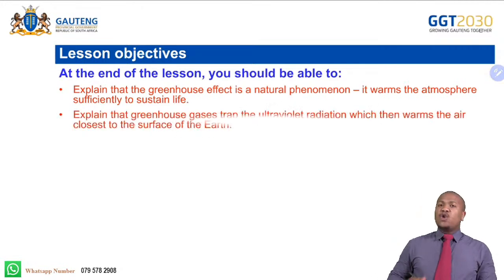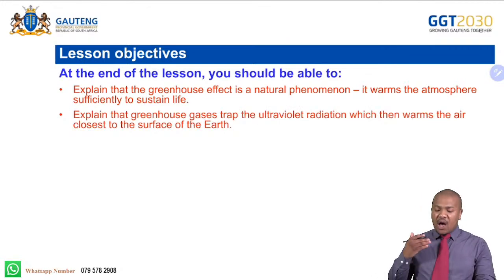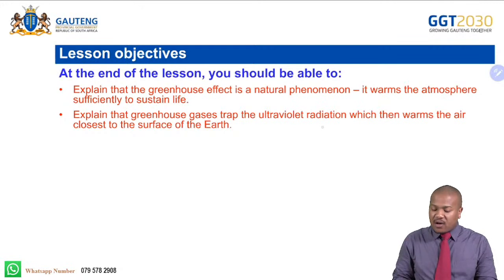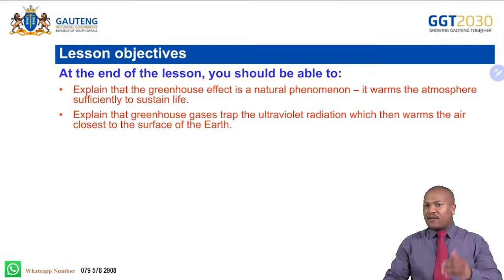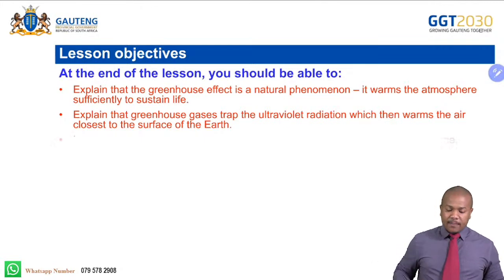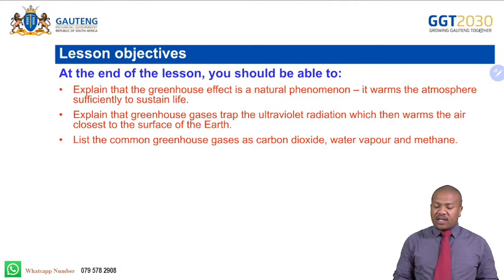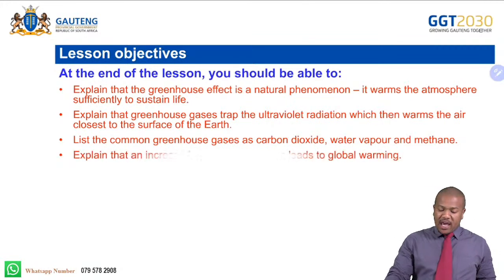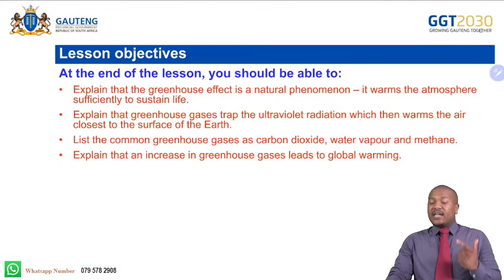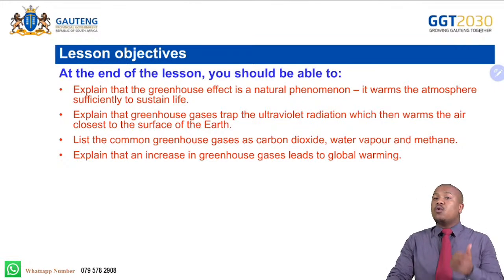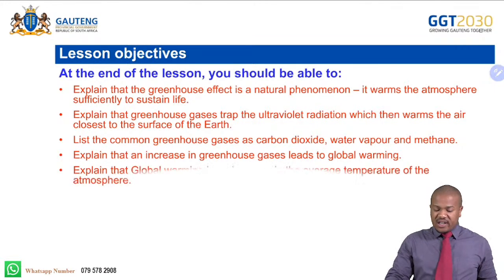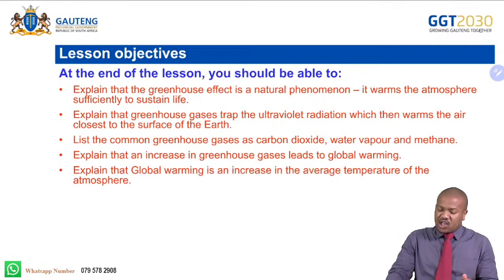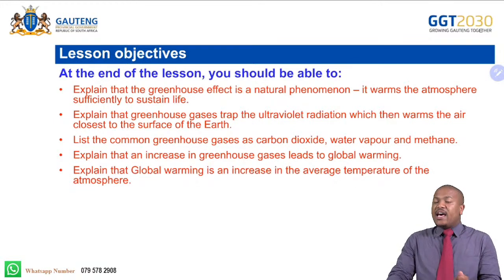Secondly, you should be able to explain that the greenhouse gases trap the ultraviolet radiation, which warms the air closest to the Earth's surface. Then, you should be able to list the common greenhouse gases as carbon dioxide, water vapor, and methane. And also, you need to be able to explain that an increase in greenhouse gases leads to global warming.